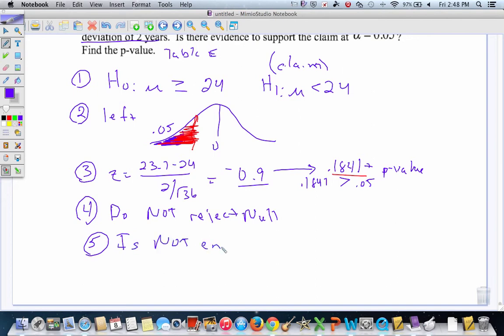So there is not enough evidence to support the claim. So there we are, the first look at the p-value method. Again, memorizing the two criteria or comparing the area, whichever you feel comfortable with. Hopefully that makes sense. We'll do two more, so hopefully two more will sink it in a little bit deeper.